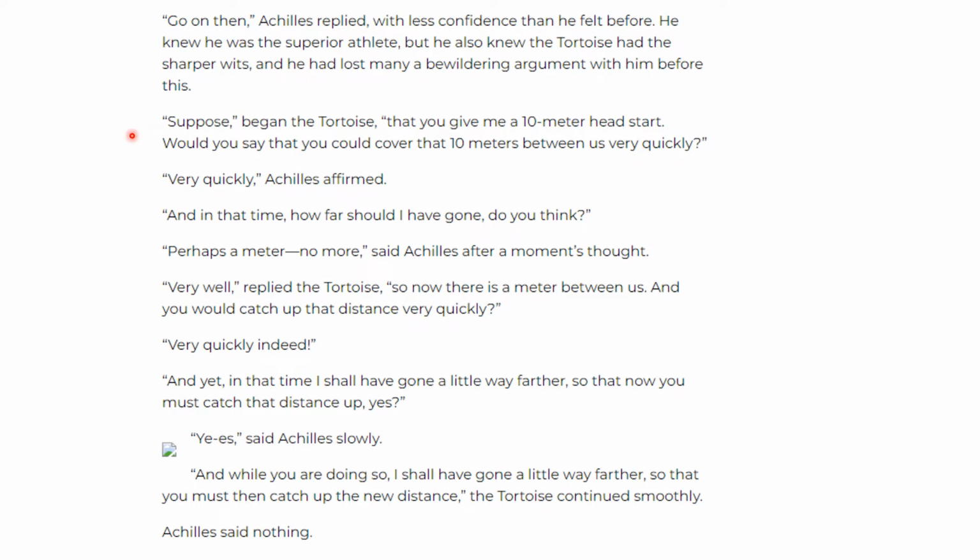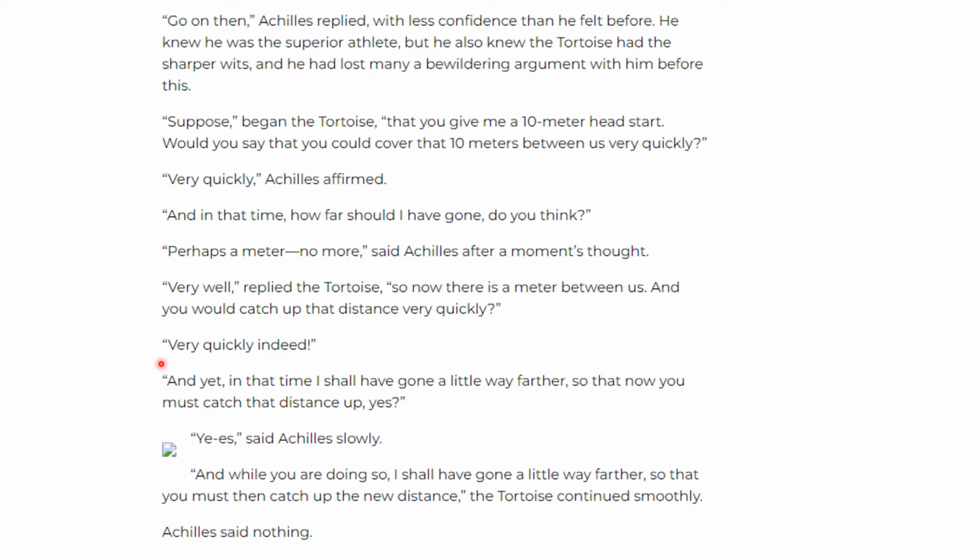"Suppose," began the tortoise, "that you give me a 10-meter head start. Would you say that you could cover the 10 meters between us very quickly?" "Very quickly," Achilles affirmed. "And in that time, how far should I have gone, do you think?" "Perhaps a meter, no more," said Achilles after a moment's thought. "Very well," replied the tortoise. "So now there is a meter between us, and you would catch up that distance very quickly."